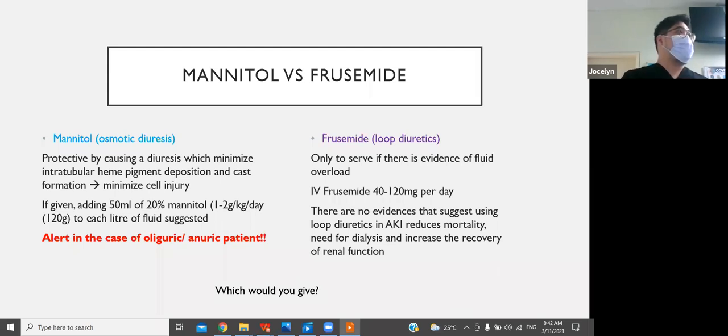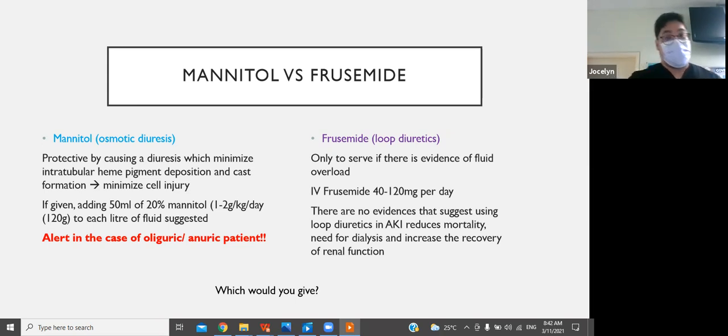As I told you guys, cast formation will stop in the kidney and worsen the kidney. Okay, so mannitol theoretically will help in reducing the cast formation and minimize this. If given, adding 50 ml of 20% mannitol, maximum 120 grams to each liter of fluid is suggested. Okay, but the problem is mannitol is nephrotoxic. That's why we don't give it in oliguric or anuric kidney.